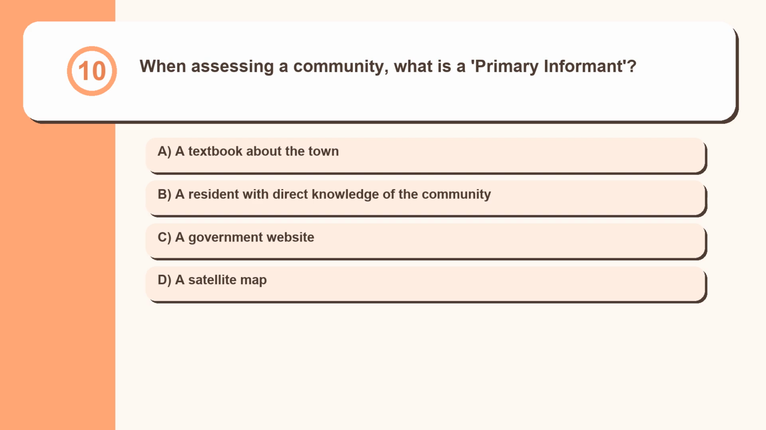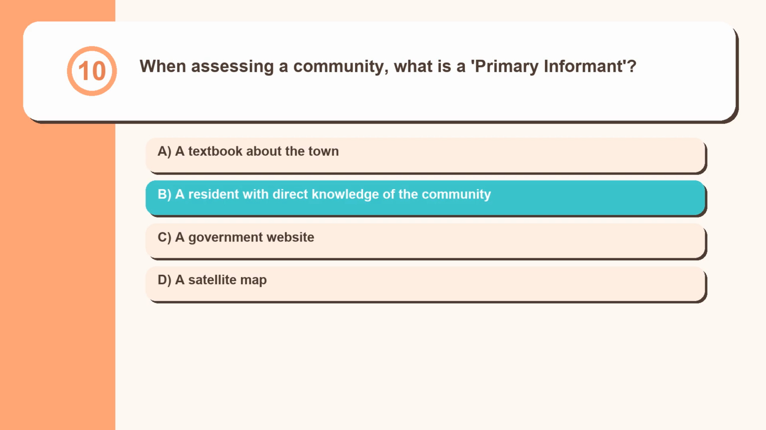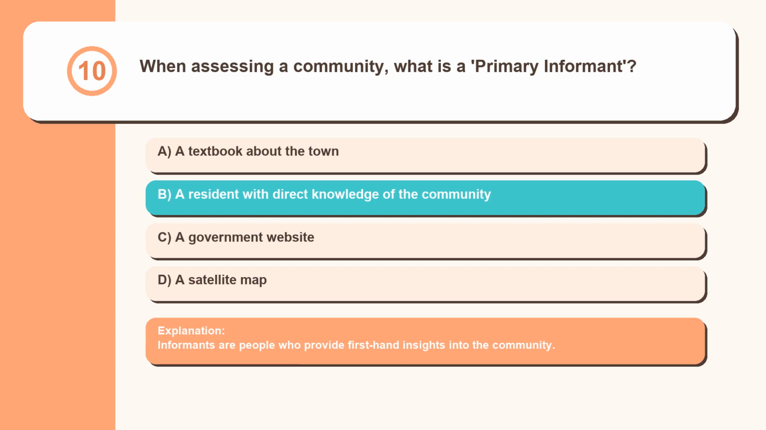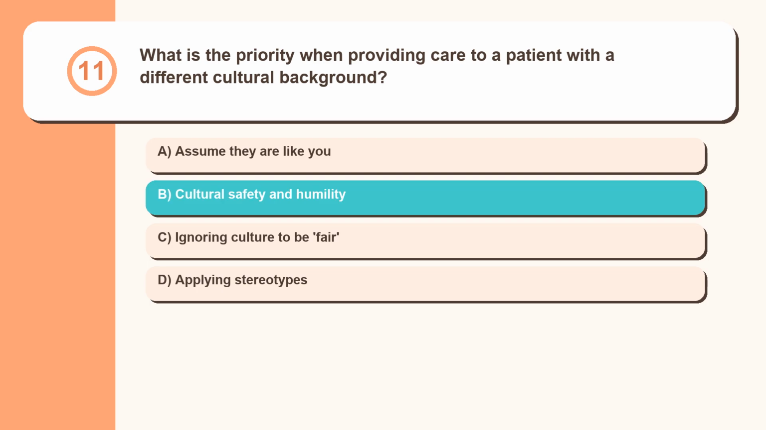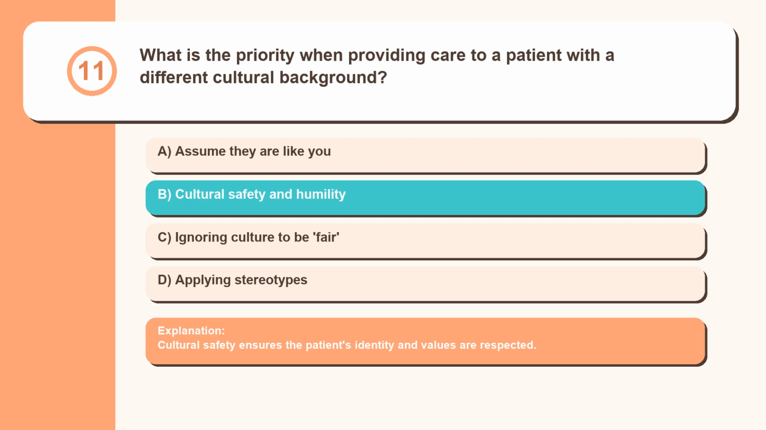Question 10. When assessing a community, what is a primary informant? A textbook about the town, a resident with direct knowledge of the community, a government website, a satellite map. Informants are people who provide first-hand insights into the community. Question 11. What is the priority when providing care to a patient with a different cultural background? Assume they are like you. Cultural safety and humility. Ignoring culture to be fair. Applying stereotypes. Cultural safety ensures the patient's identity and values are respected.